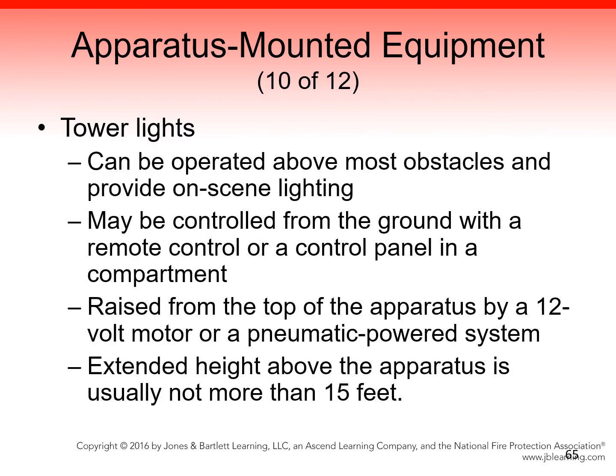Tower lights may be more appropriate when the body-mounted lights are insufficient to meet the incident lighting requirements. They can be operated above most obstacles and provide the desired scene lighting. They may be controlled from the ground with a remote control or a control panel in a compartment, and are raised from the top of the apparatus by either a 12-volt motor or a pneumatic power system. The light's extended height above the apparatus is usually not more than 15 feet.